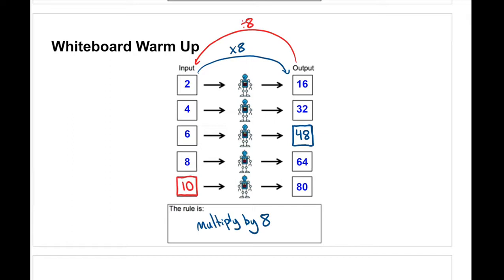And again, you might have reasoned through that anyways, or you might have already figured out, well, I multiply 10 by 8 to get to 80. But if not, you just reverse the rule.